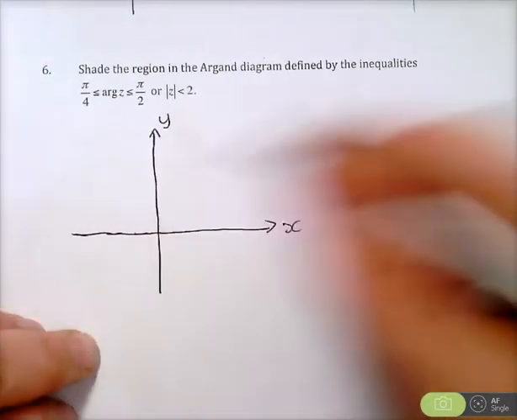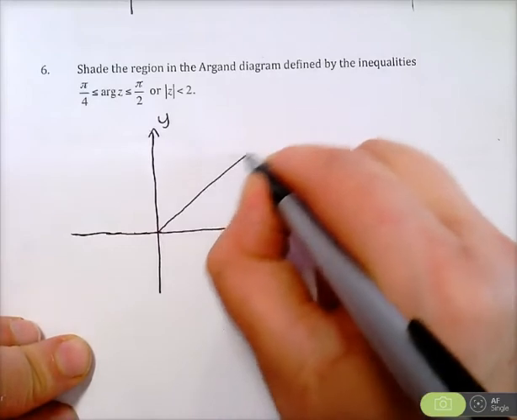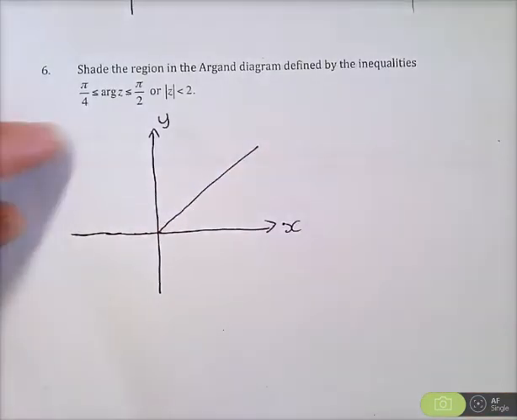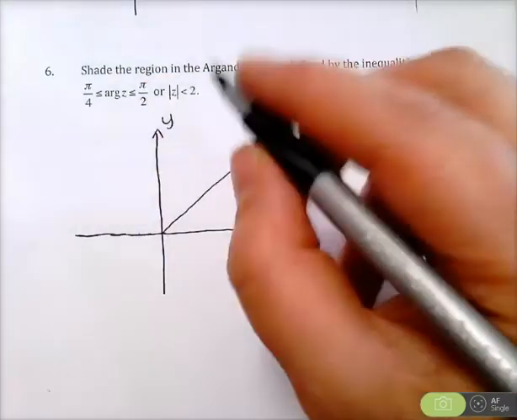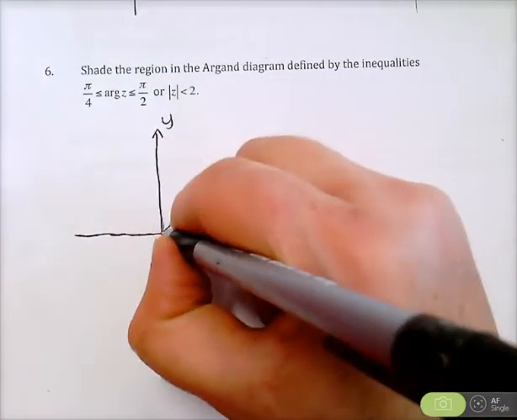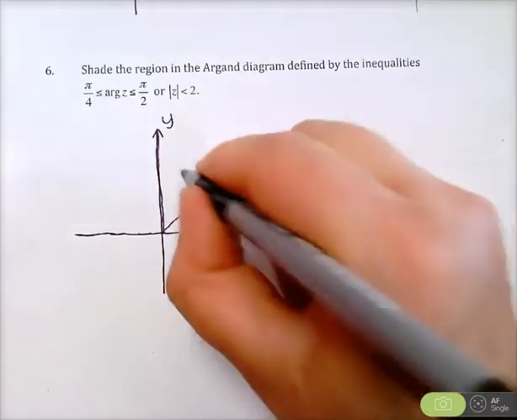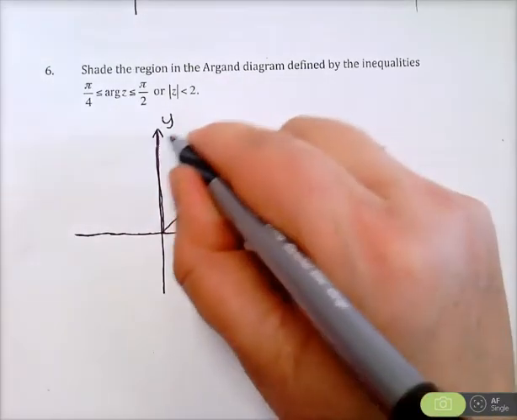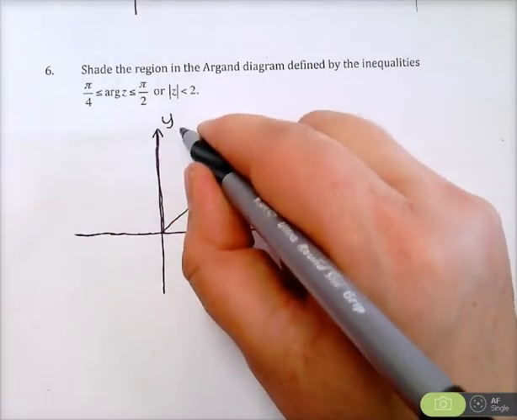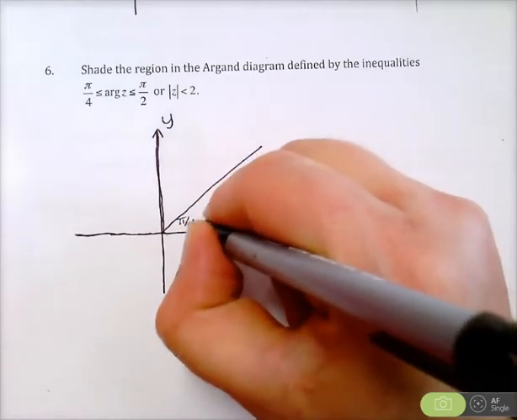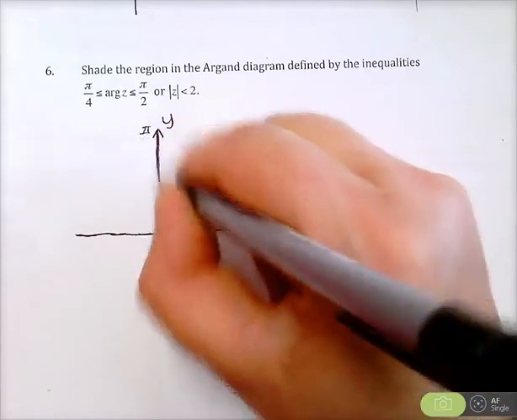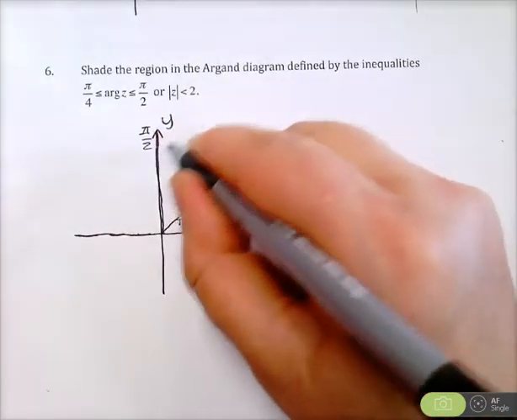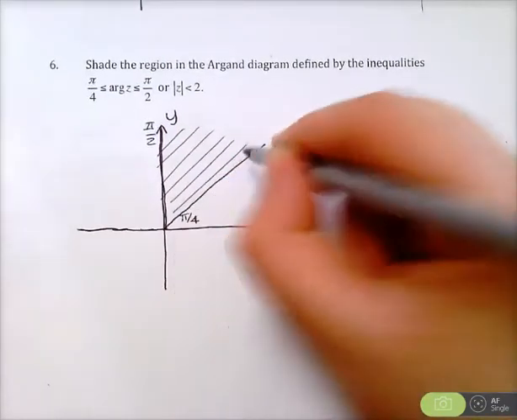What's pi on 4? 45. Okay, so we've got a 45-degree angle. And then we've got, what's pi on 2? 90. And it looks like we've got shading between them, doesn't it? Arg of z lies between them. Here's pi on 4, and there's pi on 2. That angle up there is pi on 2. So therefore the shading looks like it's between them.